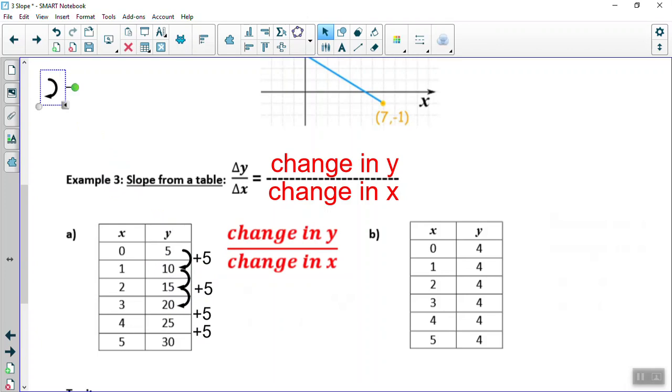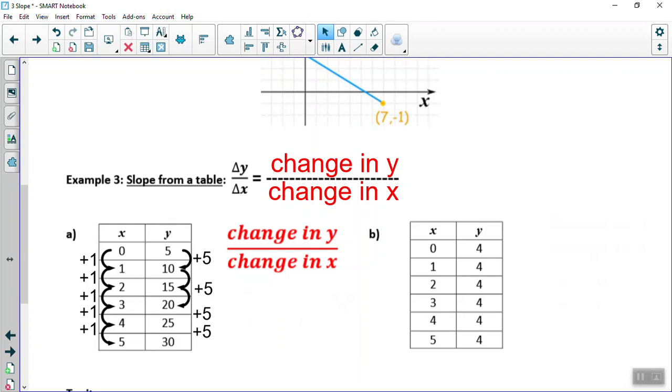All right, let's see what that change is when we do the x's. So this time, make my arrow go this way. So to get from 0 to 1, 1 to 2, 2 to 3, what am I doing every single time? Each time I'm adding 1 to it. So we can see that over here, each time we add 1.